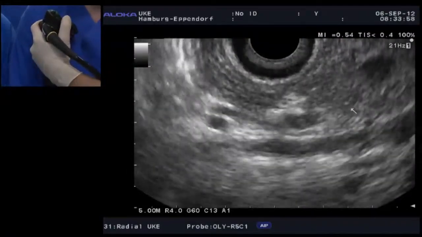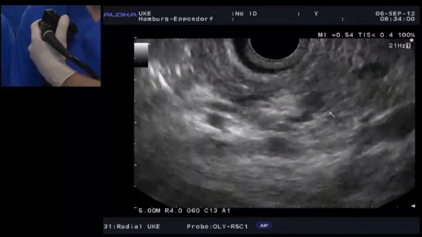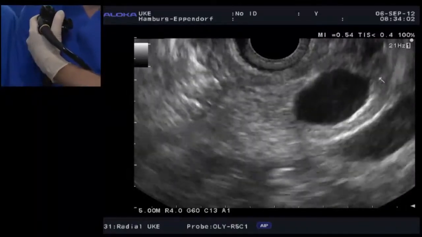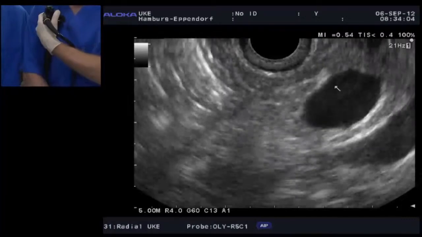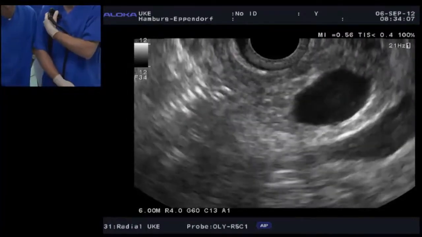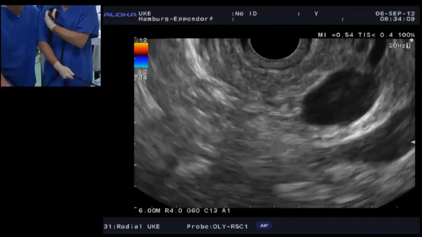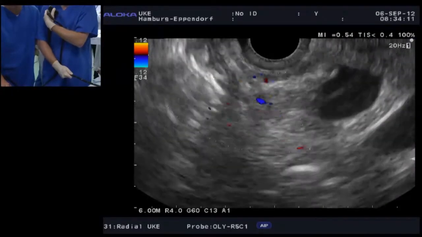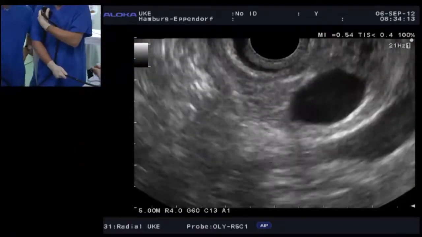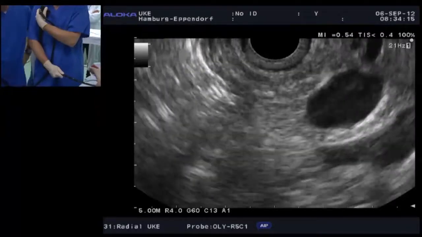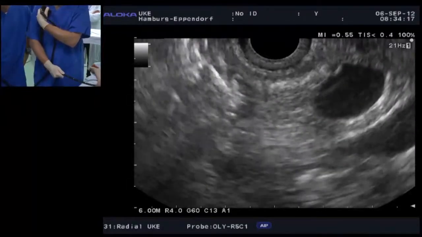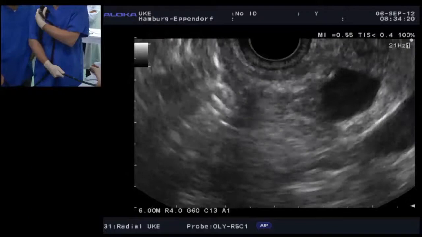So again, here normal pancreas, no signs of chronic pancreatitis. And here a cystic lesion. We can put the Doppler in to show that this is not a vessel. Okay. And now we have to discuss what kind of lesion it is. A conventional pseudocyst? I don't think so, because there are no signs of chronic pancreatitis.